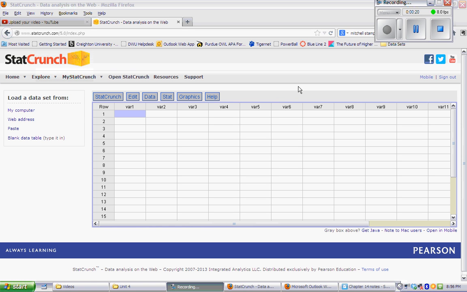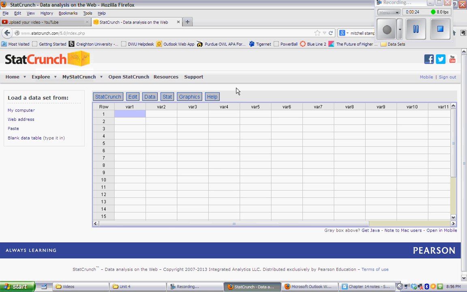So in our first column here, I'm going to enter the weights from our problem. So under the var1, we had 0.8403, 0.8363, and 0.8447. Okay. Then we're going to go to stat.